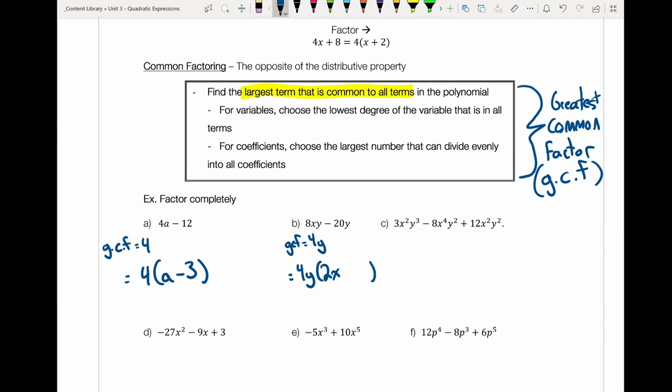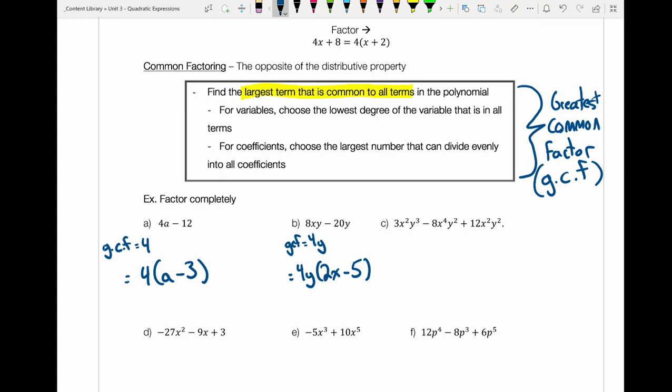Then to figure out the second part, well, what do I have to multiply 4y by to get to negative 20y? Or you could think of negative 20y divided by 4y. You would get negative 5. So this now is factored. I've taken a difference and I've turned it into a product or multiplication. Or I've basically gone from an expanded form back into a factored form or a distributive property type question.